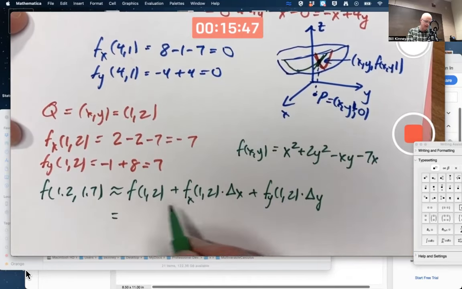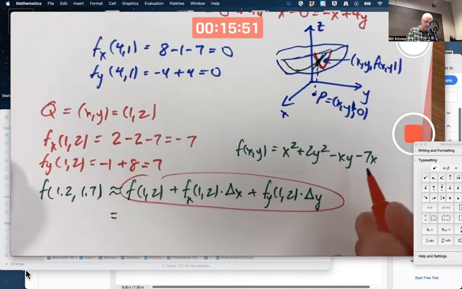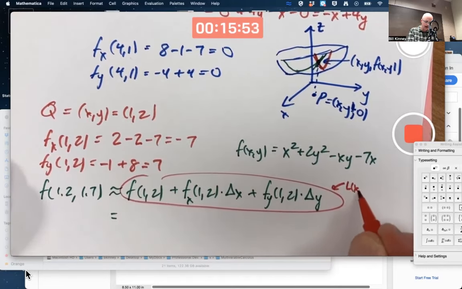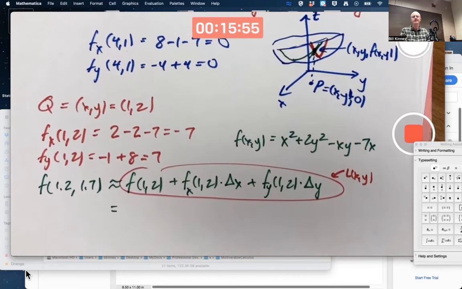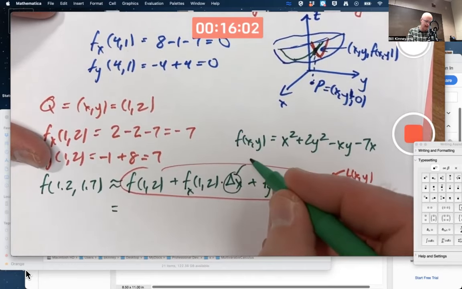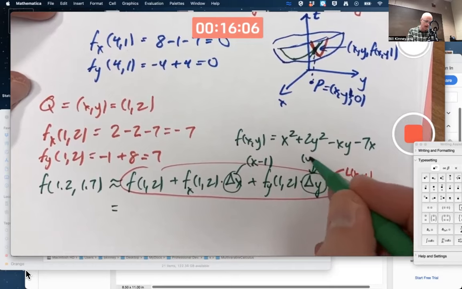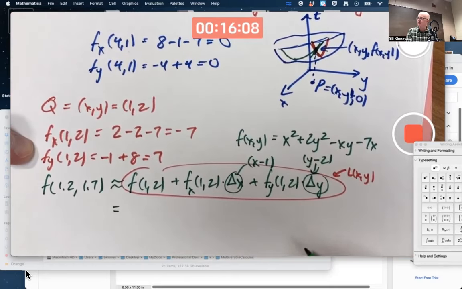Here is the formula for f. So f(1, 2), and we could give this a name, we could call it L(x, y), for linear function. It's a linear function of x and y. Delta x could be thought of as x minus 1. Delta y could be thought of as y minus 2, using the point with coordinates (1, 2).